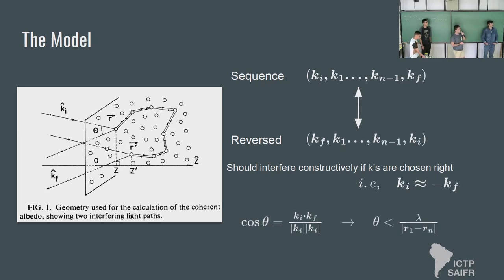So this can be the light coming in, but it could come in the other way around, you see? For this interference to occur coherently, you should expect that your incoming wave should be approximately minus the outgoing wave. So here is the wave coming in, and here is the wave coming out from the reverse sequence, okay? And the angle should be given by this.